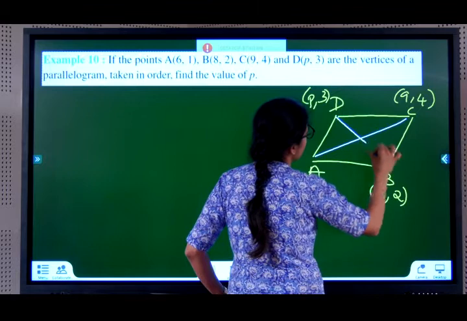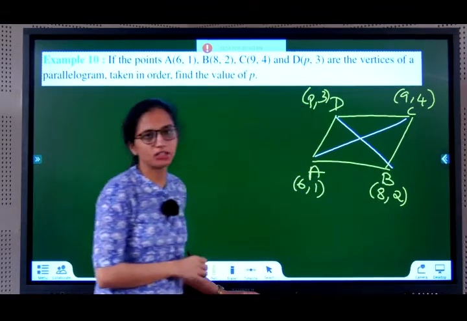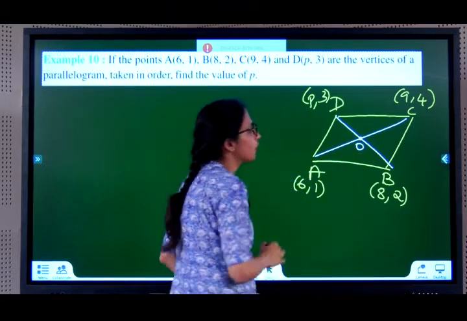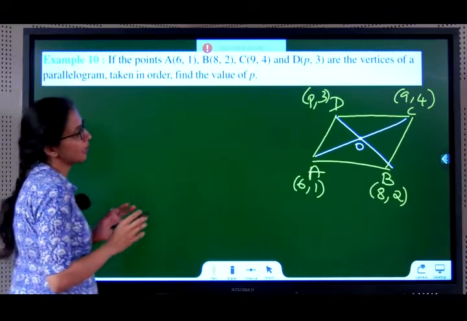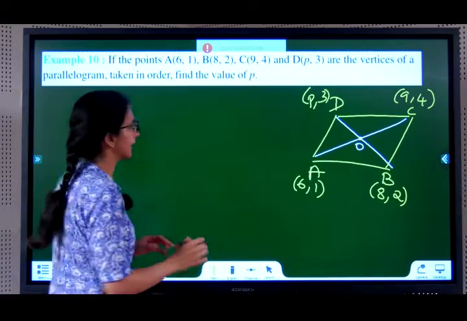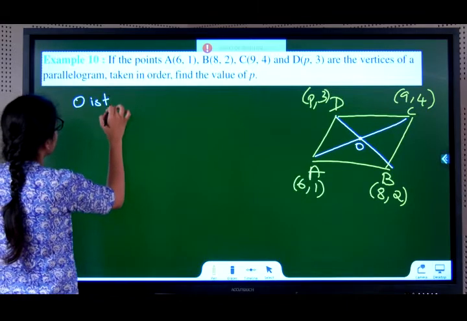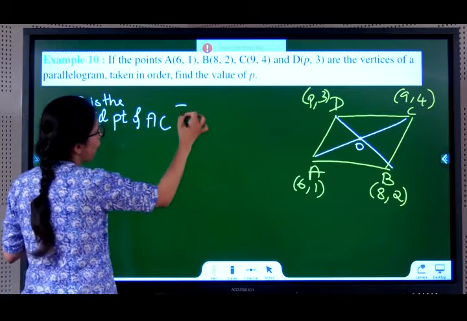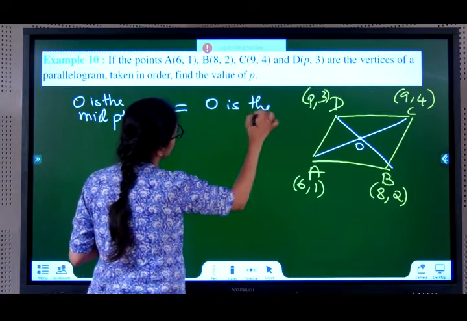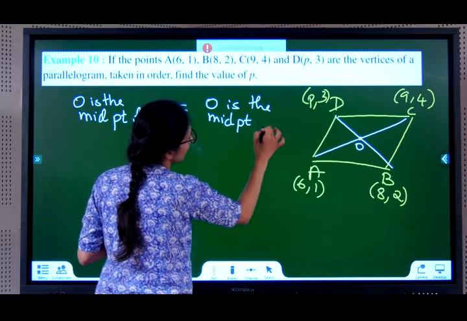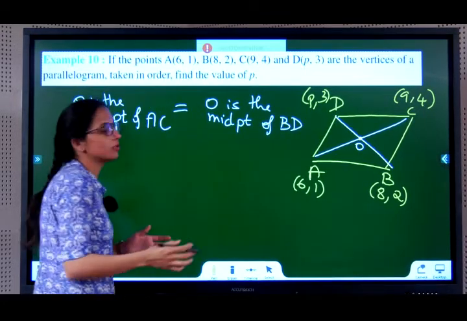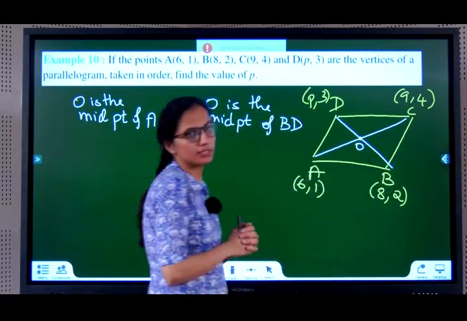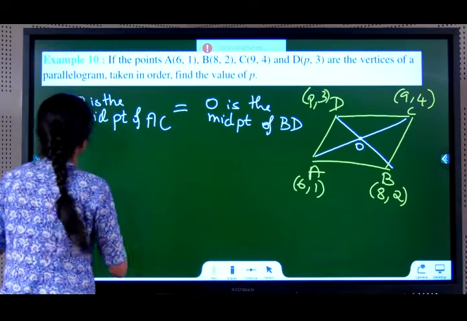Shorter technique for such questions is: diagonals of a parallelogram bisect each other. So this O is the midpoint of AC as well as the midpoint of BD. Do you agree? O is the midpoint of AC. That same O is the midpoint of BD. Agreed? Using the midpoint formula, we will equate the x and y coordinate of this to the x and y coordinate of this. That's all.